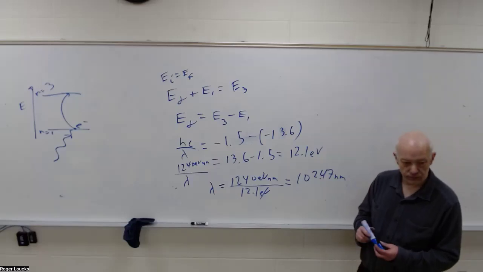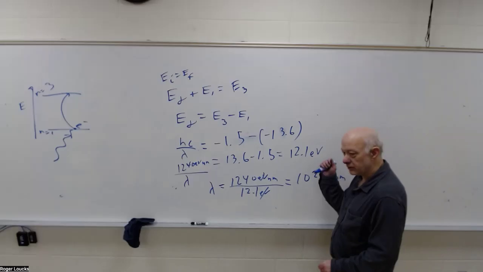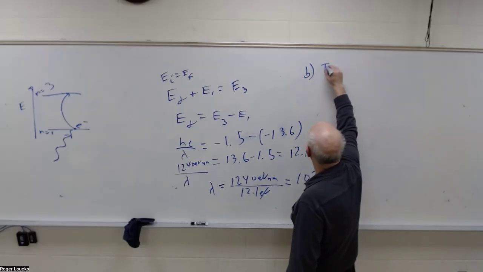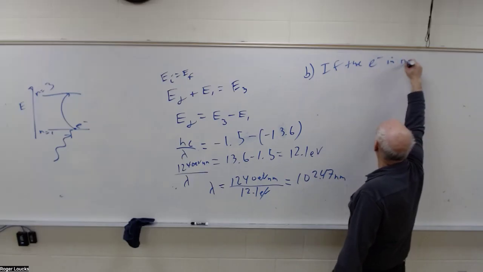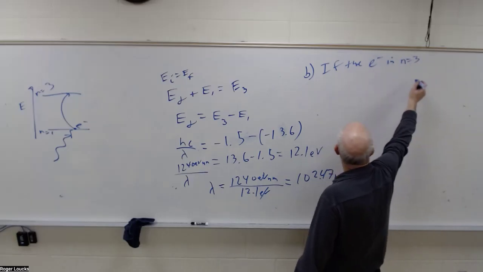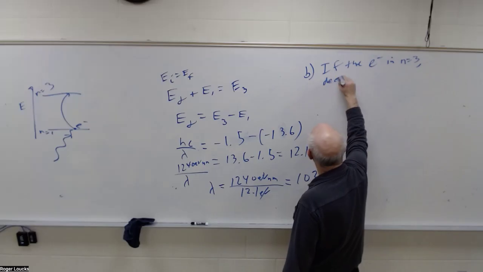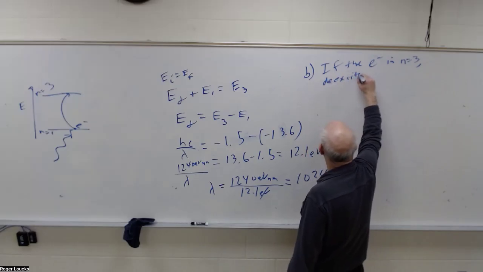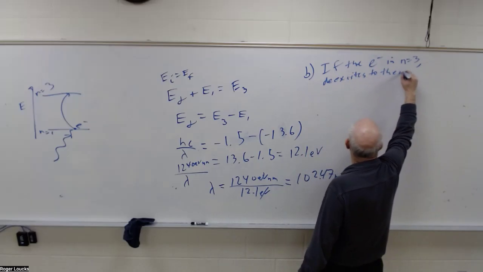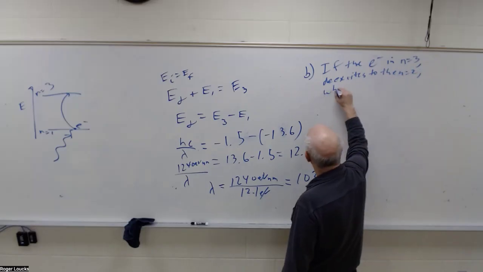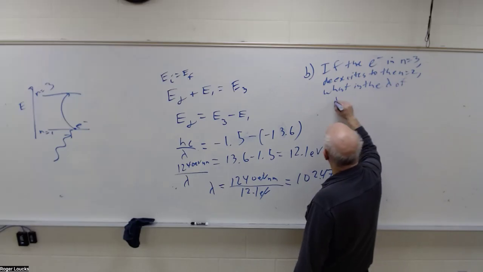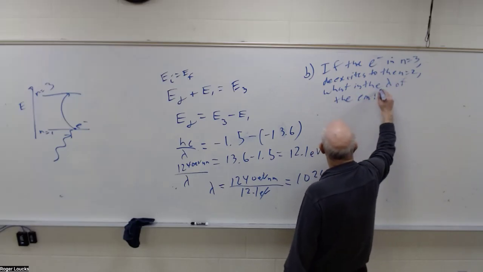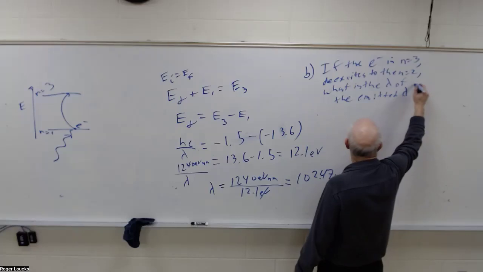Does that make sense? Yeah, but there's a part B to this. If the electron in n equals 3 de-excites, it would be n equals 2 level. What is the lambda of the emitted photon?